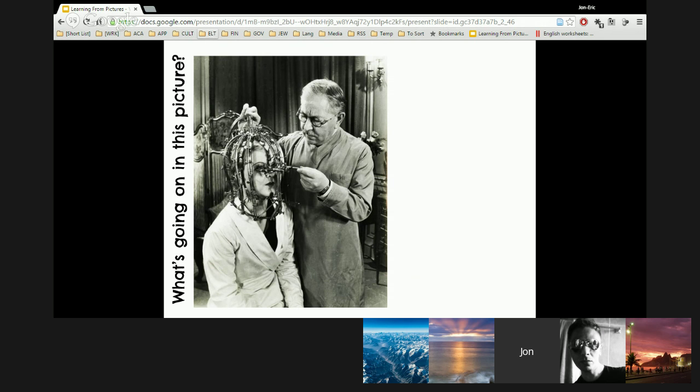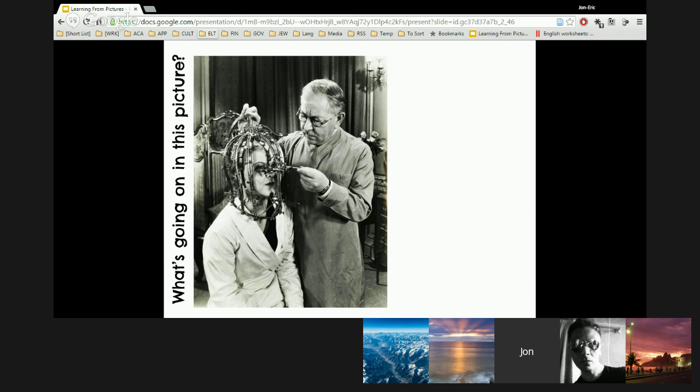A doctor and his patient with a bird cage on her head. I'm just kidding. It's not a bird cage.